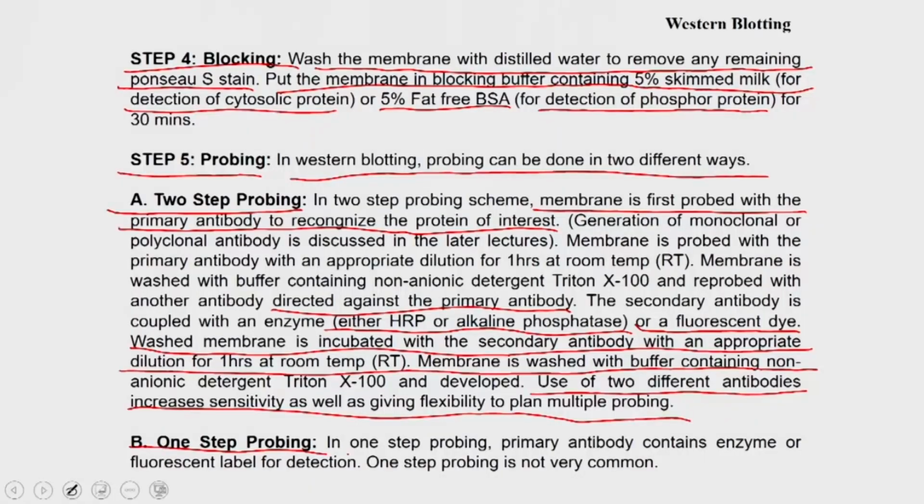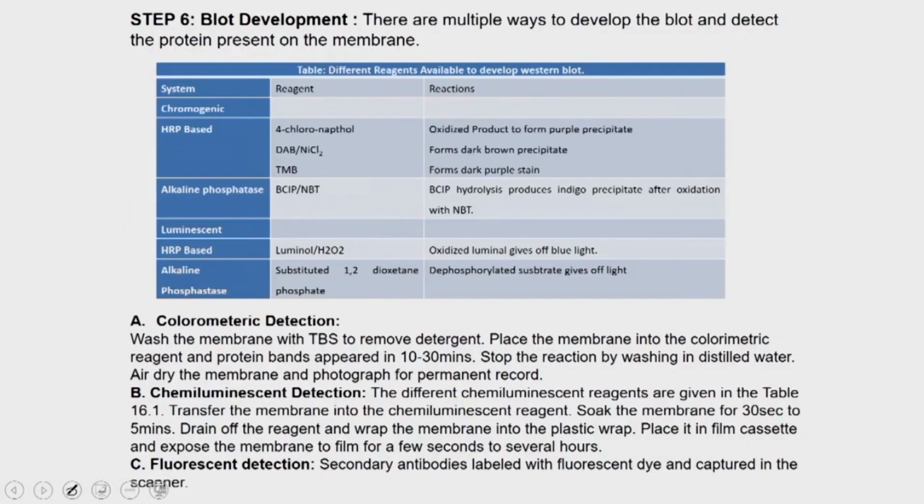In 1-step probing, you add the primary antibody which is coupled with the enzyme or the fluorescent label for detection. The 1-step probing is not very popular or very common. Then what you do is you develop the blot. So, there are multiple ways to develop the blot to detect the protein on the membrane.